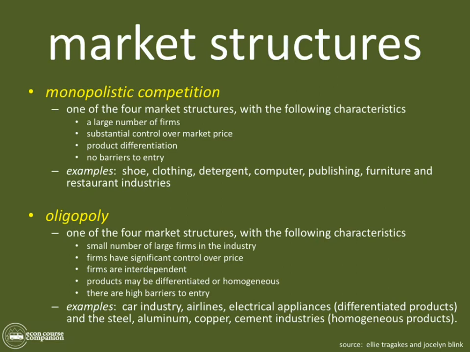Okay, so there are the four market structures. Perfect competition, monopoly, monopolistic competition, oligopoly. These are the market structures that you are going to look at, or how the firms behave using the model that you used of production, costs, revenues, and profits.